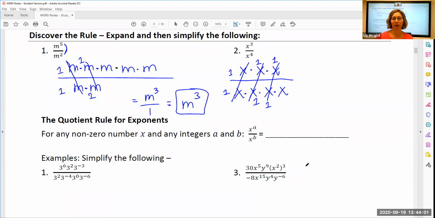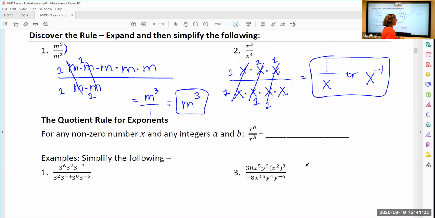Look at what we have up there. We have 1 times 1 times 1. Well, 1 times 1 times 1 gives us 1. 1 times 1 times 1 times x is going to give us x. So our answer would be 1 over x, or we write it as x to the -1st. And you need to be able to write it both ways.